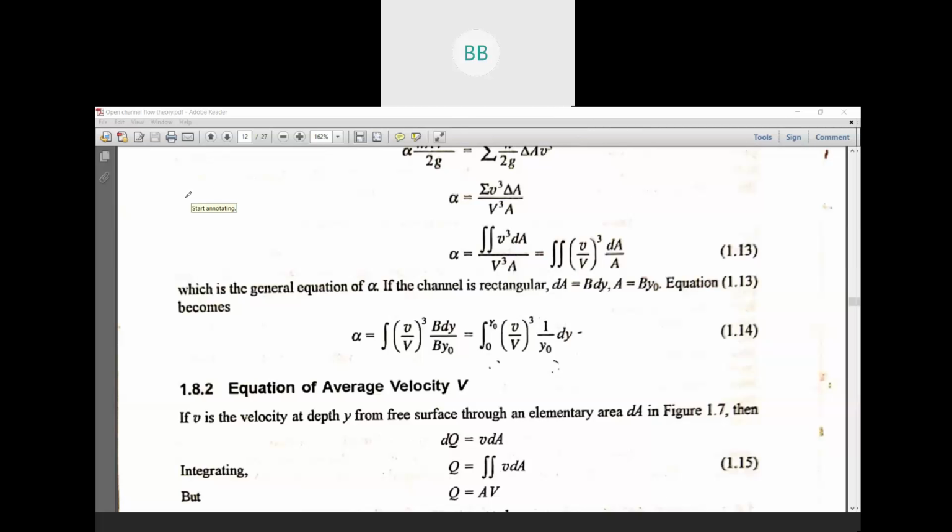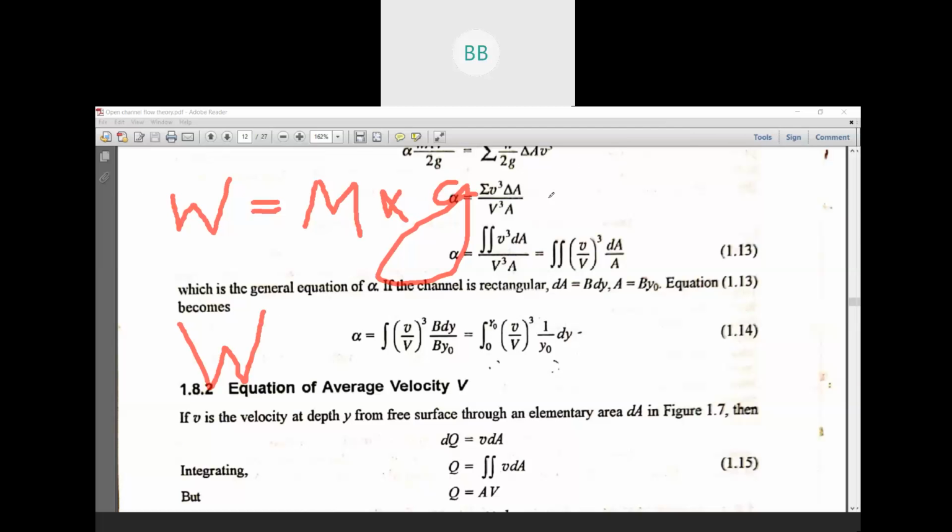To find out mass, we know weight is equal to mass into acceleration due to gravity. Mass multiplied by acceleration due to gravity. First we are going to determine weight.